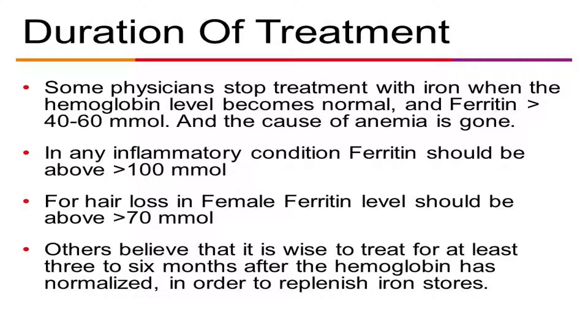All right, and so the expected ferritin level is 40 to 60, but in a patient having hair loss, up to 70. Anemia of chronic inflammation is 100. How often do you have to repeat the ferritin level? Every 3 months.